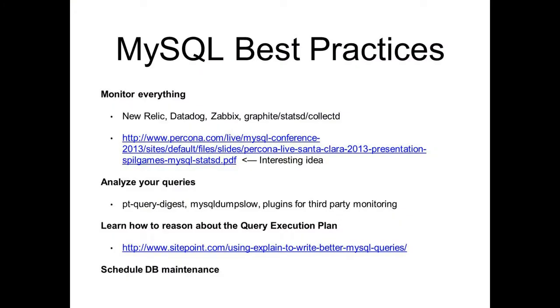Best practices in MySQL and just in general: monitor everything. I mean, literally hook up New Relic, Datadog, Zabbix, Graphite, anything you can think of. Keep track of what's going on. If you're old school and you want to use a Nagios monitoring system, by all means, but monitor your system. Absolutely keep track of what's going on.